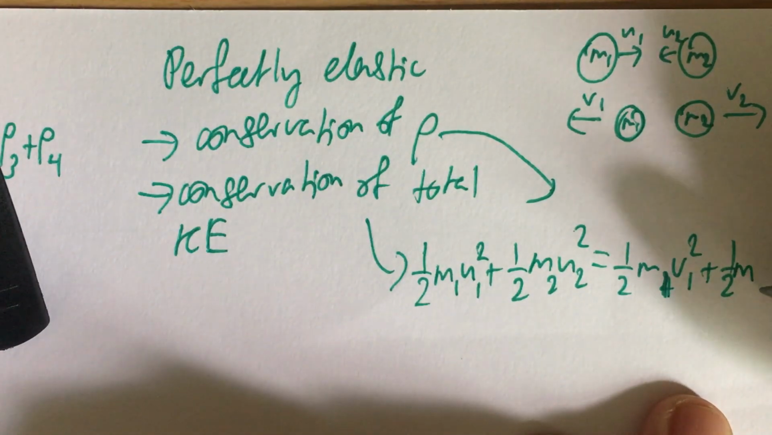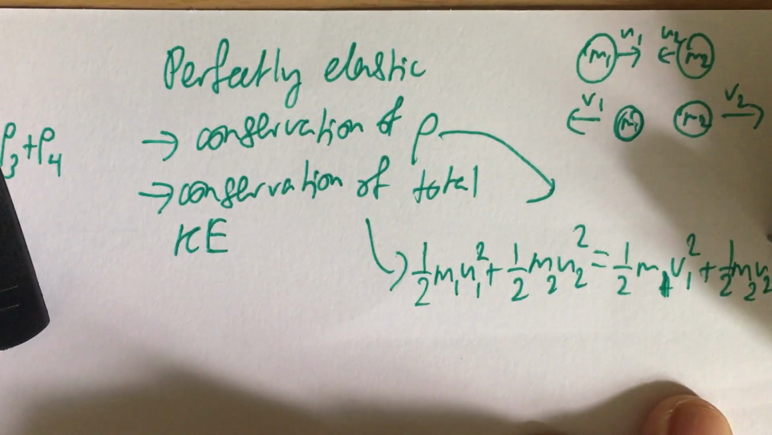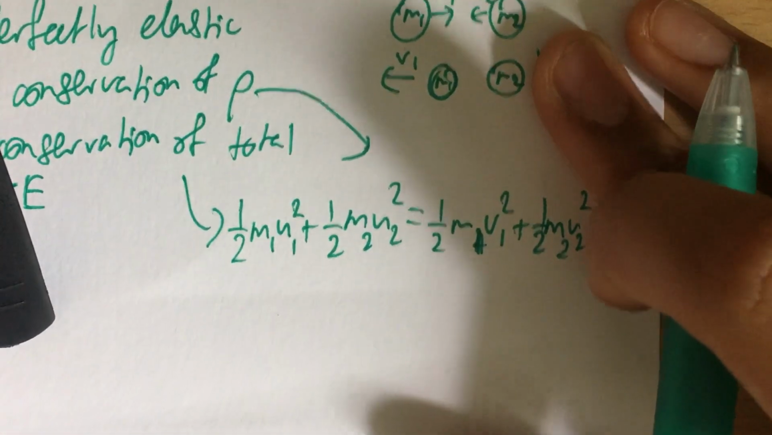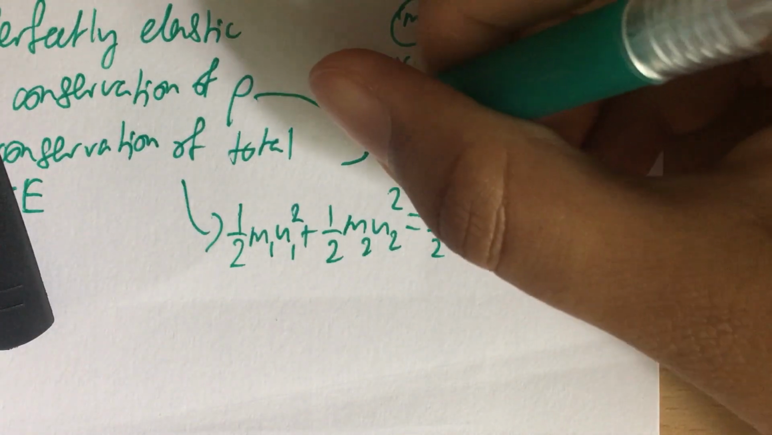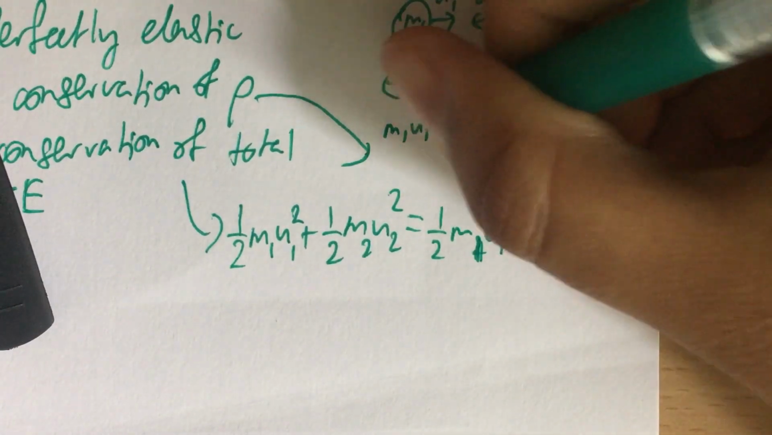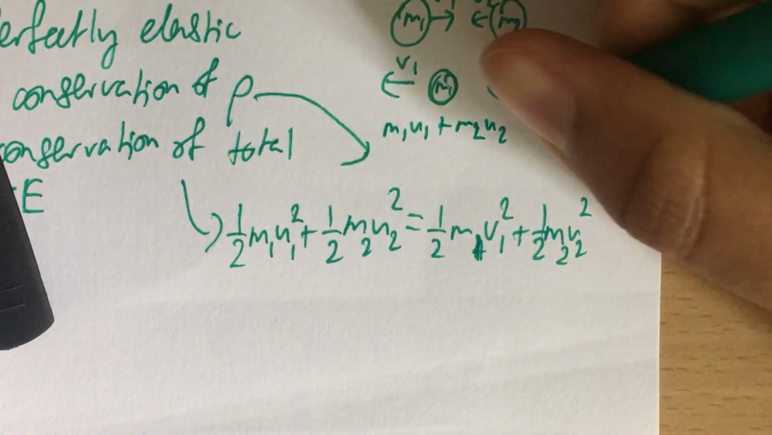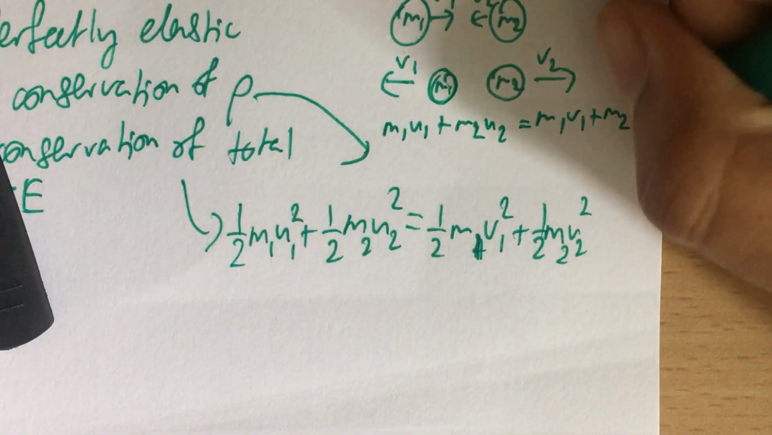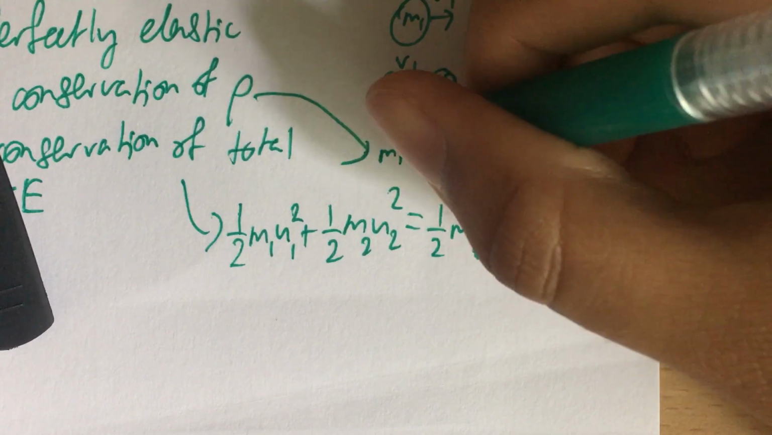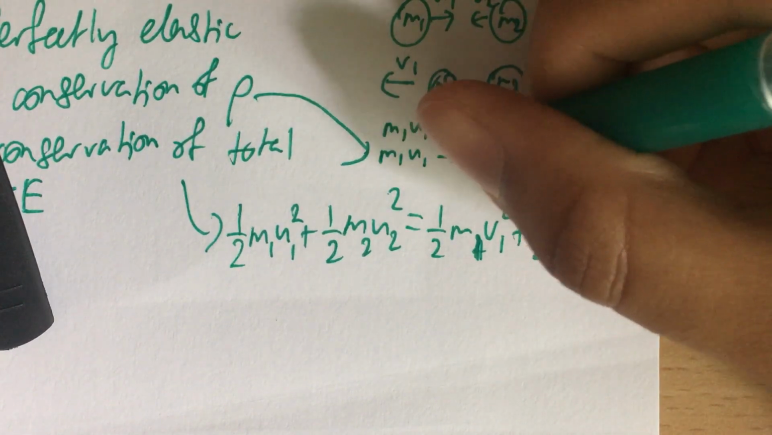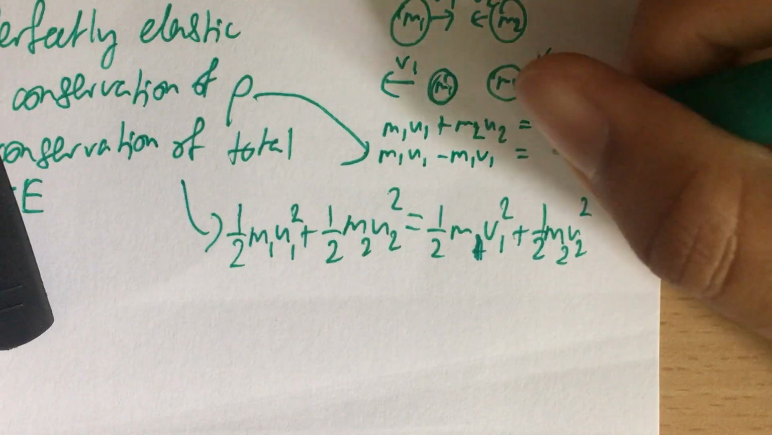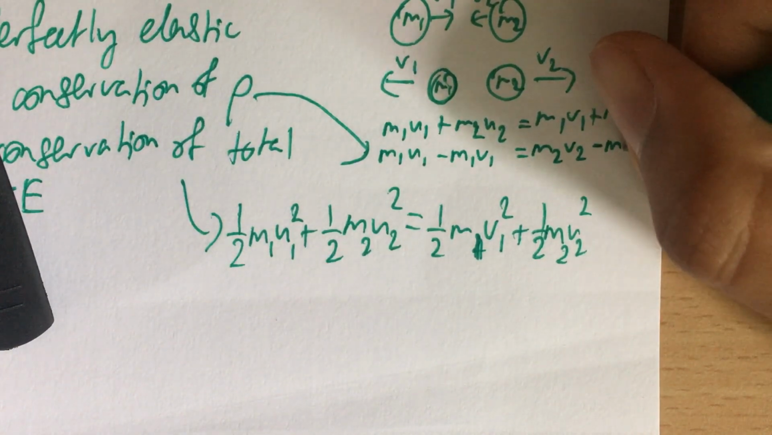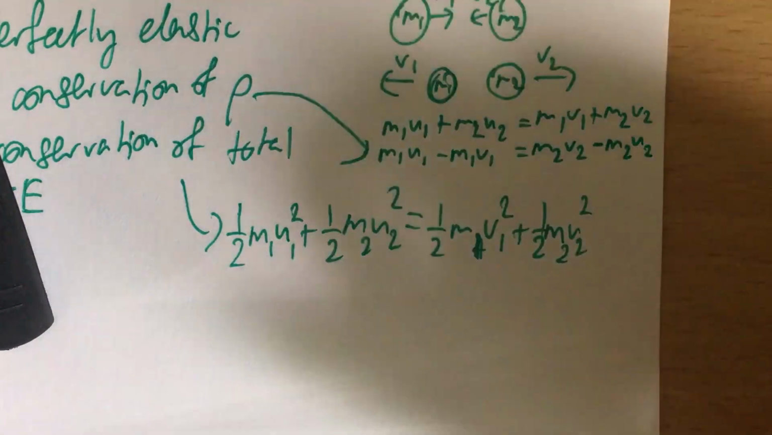Sorry, U1 and U2 before, and then when they leave they will have V1 and V2. So with the idea of conservation of momentum, your M1 U1 plus M2 U2 equals M1 V1 plus M2 V2, and you can use this to find your final velocities.